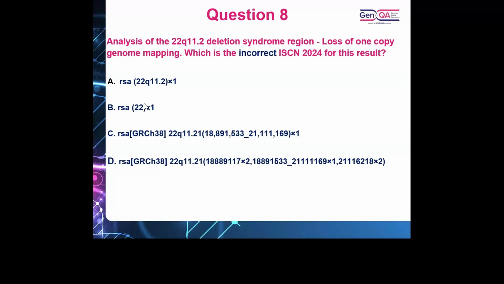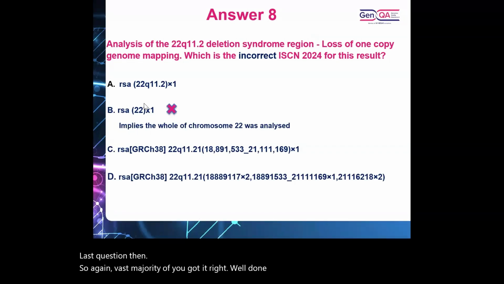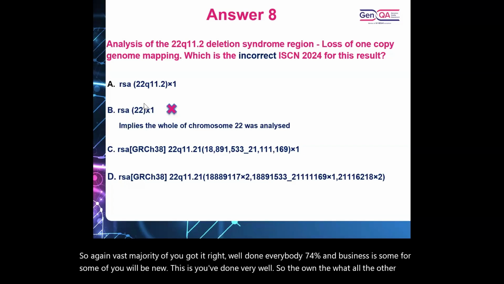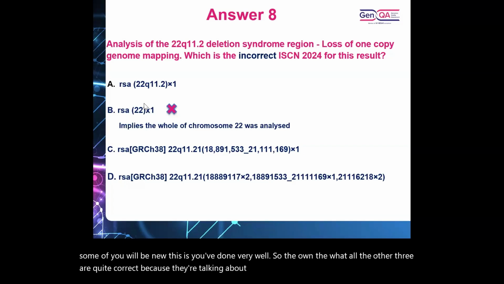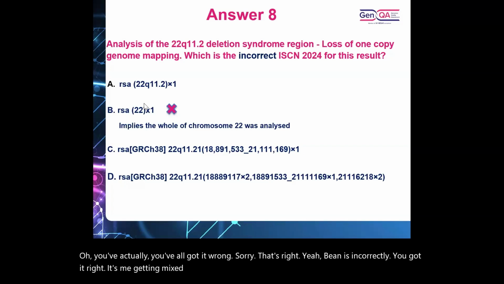Ended the poll. Right, last question then. Again, vast majority of you got it right. Well done, everybody. 74%. And this is for some of you will be new. You've done very well. So all the other 3 are quite correct because they're talking about the region of 22q11.2. B is incorrect. Oh, you've all got it wrong. Sorry, that's right. Yeah, B is incorrect. Then you got it right. There's me getting mixed up because it's the incorrect answer.